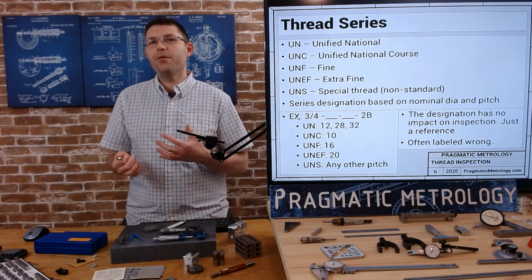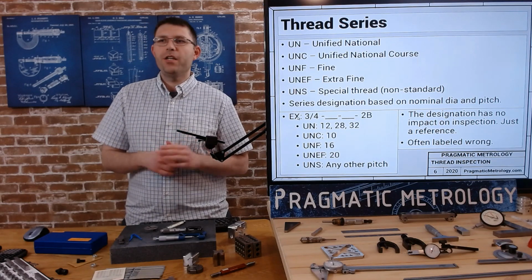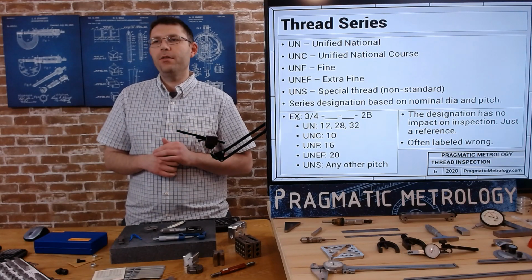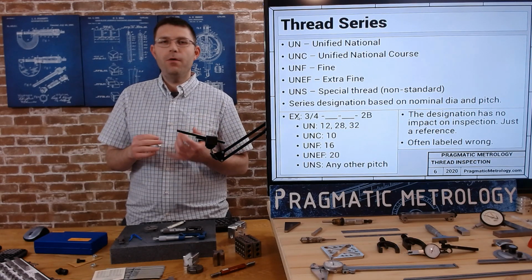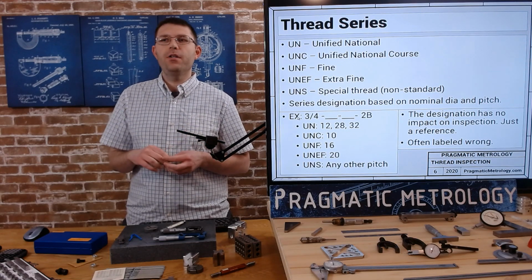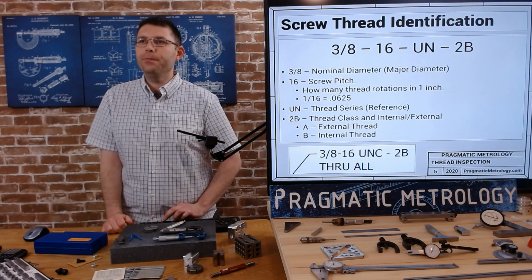It's really not that critical for you to inspect or verify, because the pitch diameter checks are going to verify everything about this thread. So don't focus so much on that. That should be the last thing you're focusing on. The rest of the thread call out is much more important. 3/8 16 and the class and the internal or the external are much more important.